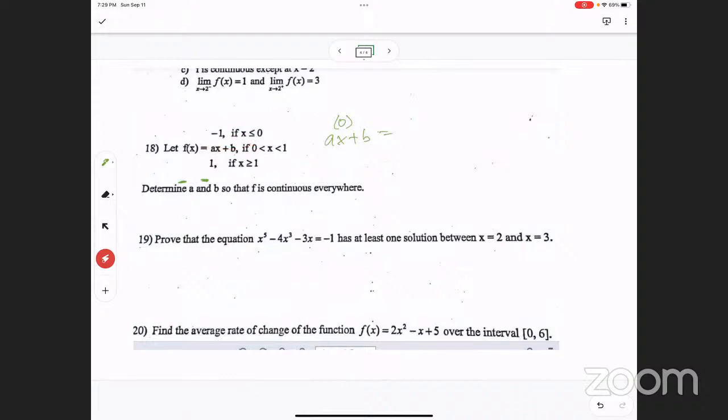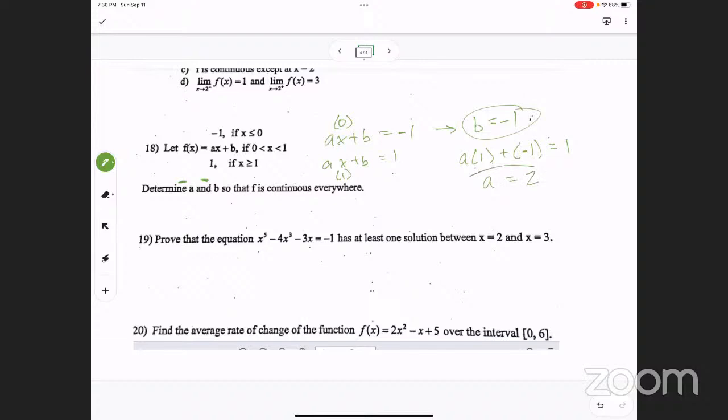Got it? And then when I plug in 1, I want ax plus b to equal this over here, 1. So we're going to just write an equation. So A times 0 is 0 plus B equals negative 1. So we know what B has to be. And then A times 1 plus B. And what's B again? We just figured it out. It's negative 1, right? Has to equal 1. See how I did that? So A equals 2.